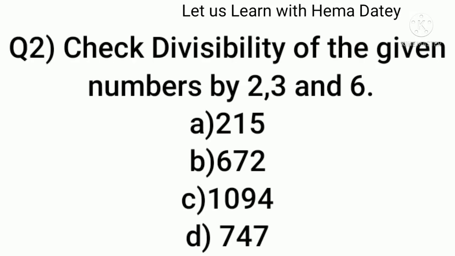Now it's your turn to check divisibility of the given numbers by 2, 3 and 6. The first number is 215, second number is 672, third number is 1094 and the fourth number is 747.